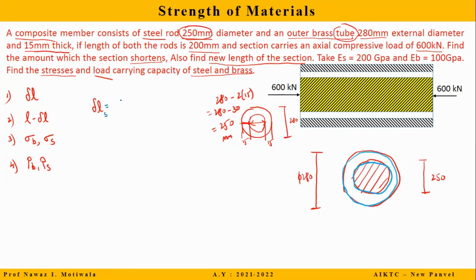So the formula for delta L is PS LS by AS ES. This is the basic formula. Change in length is equal to PL by A. Then this P by A can be written as sigma. So I will write down delta L of S is equal to sigma S into LS divided by ES. Now sigma S is already known to us. Can you tell me the value? What is sigma S? 10.84, correct? Yes, it was 10.84, multiplied by length of steel.